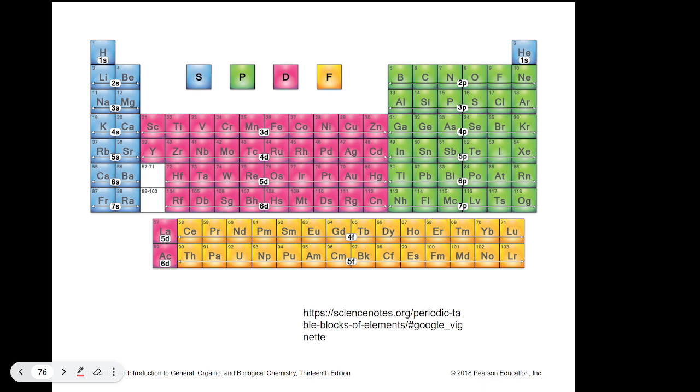All right, now, when we look at these orbitals, these are going to be like addresses for electrons. The easiest way to think of them is like little rooms for the electrons.